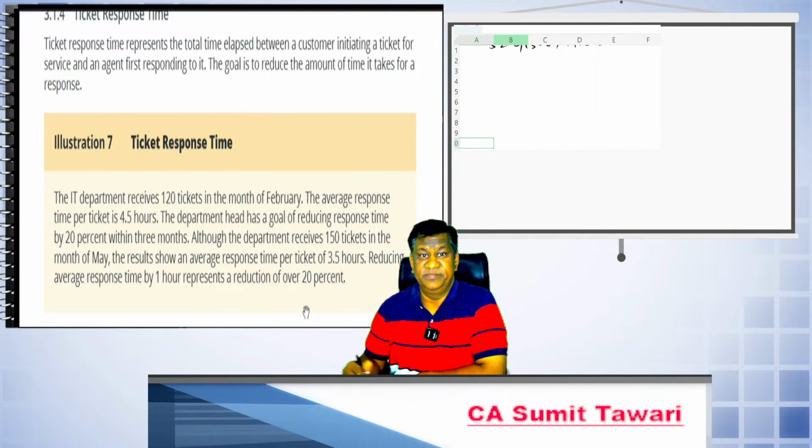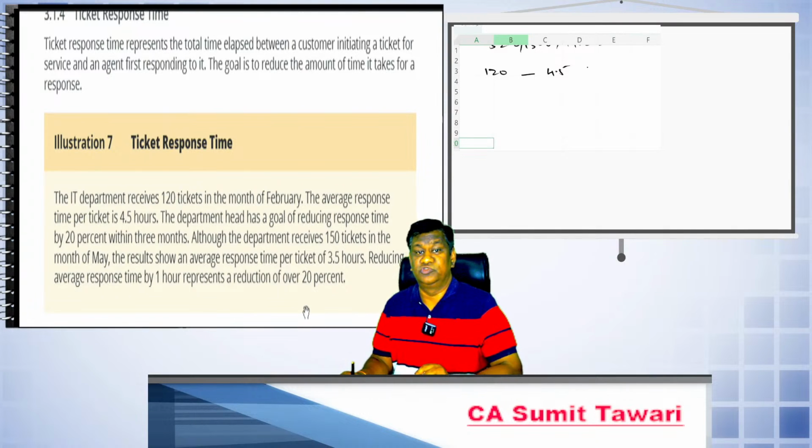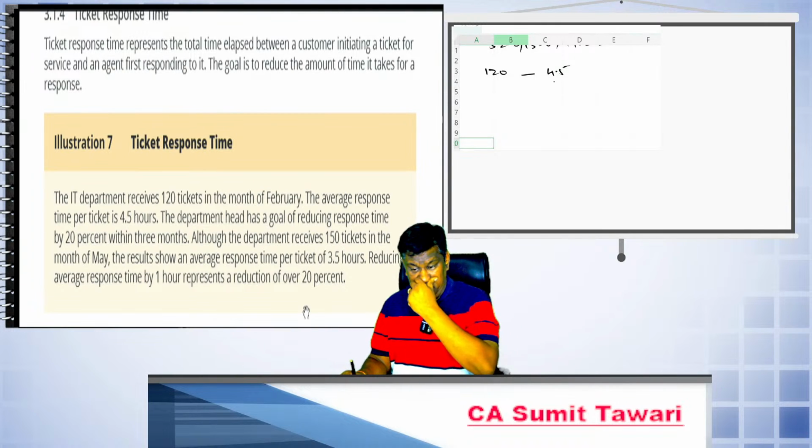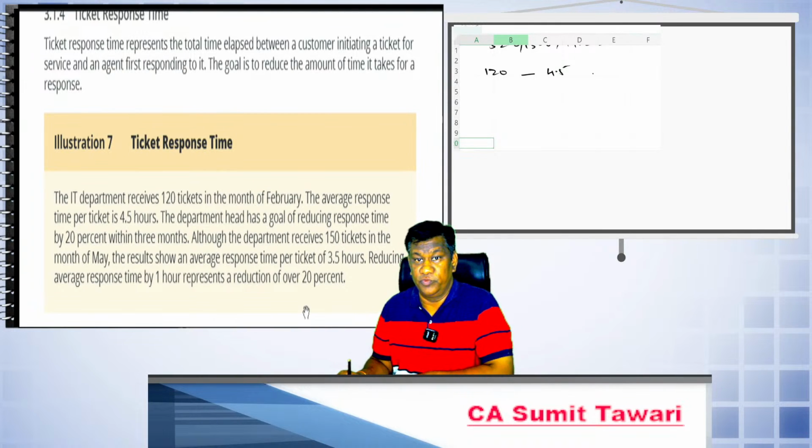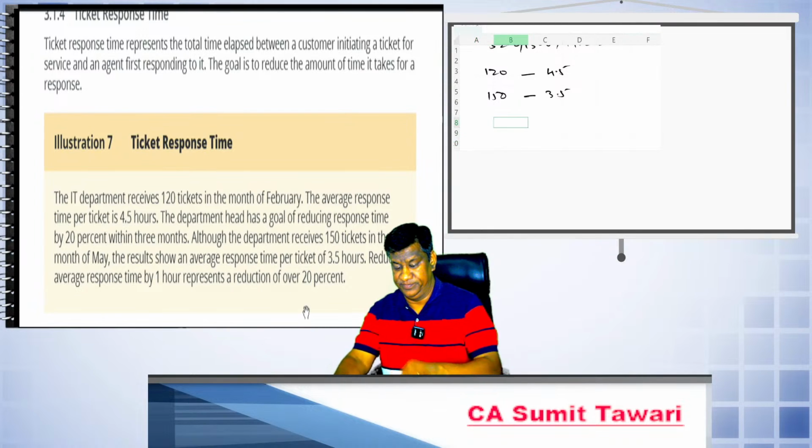So it is basically like when you get the 120 tickets, you need 4.5 hours to resolve per ticket. So you can calculate easily what would be the response time. And then when you get the 150 tickets, it is 3.5. Okay. So, technically what happened?